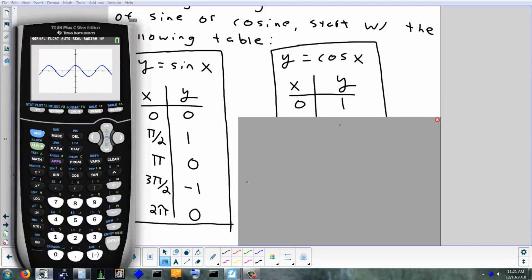Chris, how about when I'm at pi over 2, which is my first tick mark? You're saying we're at (pi over 2, 1)? Not for cosine. For sine we are. Probably 2, so 2 would be up about here. Yep. -1.